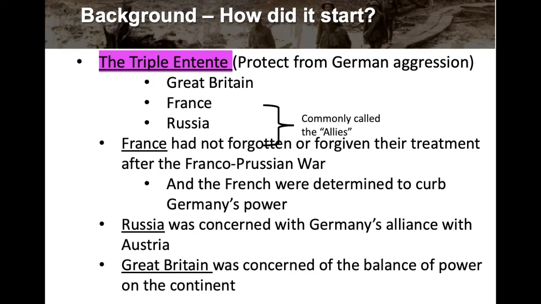And then we see Great Britain was concerned about the balance of power on the continent in general. They're an island, and they're looking at Europe, and they're like, oh, look at this. There's this power imbalance going on, and so we're concerned about this, so we're going to join the Triple Entente to help stop Germany's aggression.